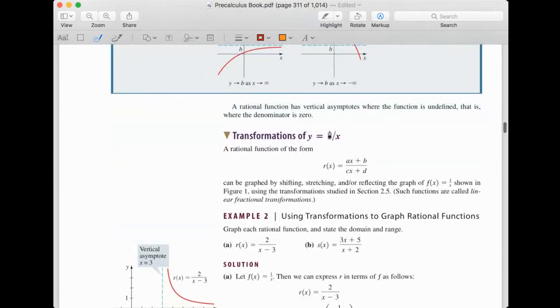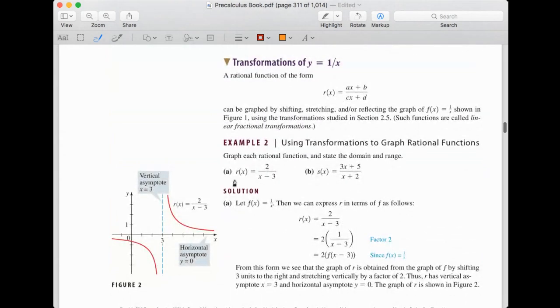Okay, transformation of f of x equals 1 over x. We have ax plus b over cx plus d, like two functions here. R of x equals 2 divided by x minus 3. So let's think about this one. Transformation of functions: the x value is being pushed 3 units to the right. Imagine our original function is here, two pieces of graph. Now x minus 3 is pushed 3 units to the right. That also means the origin is being pushed 3 units to the right.